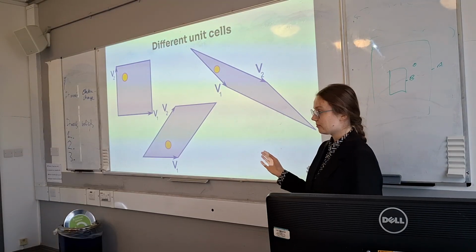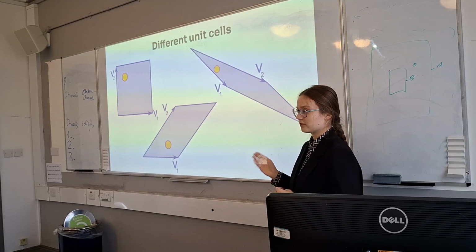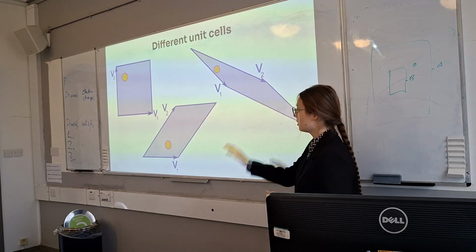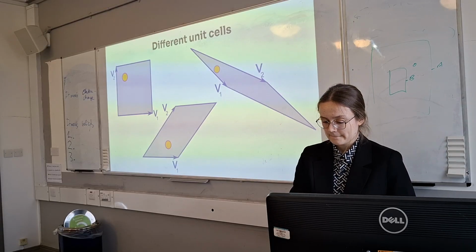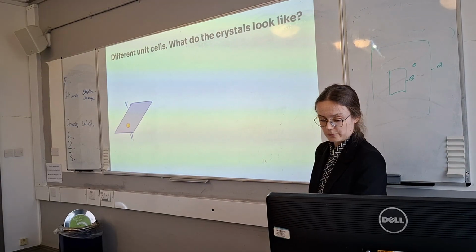We don't have to have a square crystal. We could have different unit cells. They're all parallelograms because we want them to cover the entire plane. But what do these crystals look like? So let me draw them out for you.